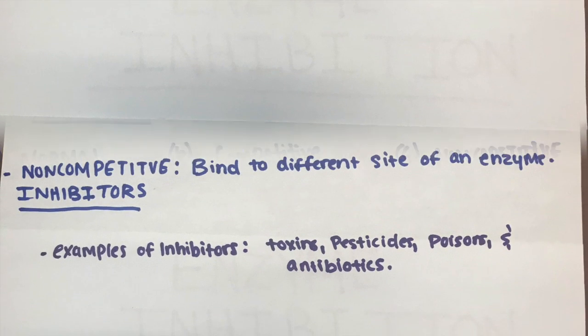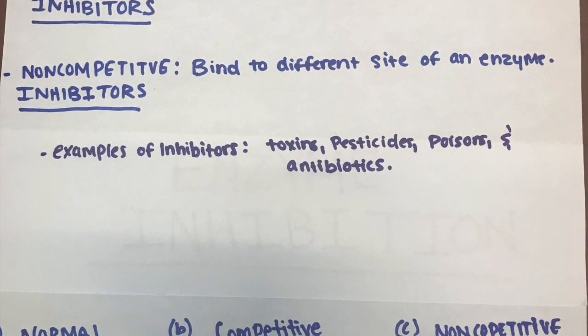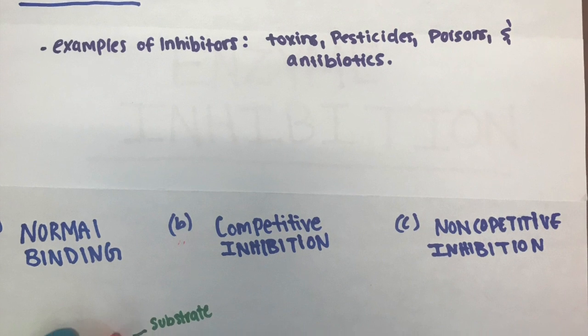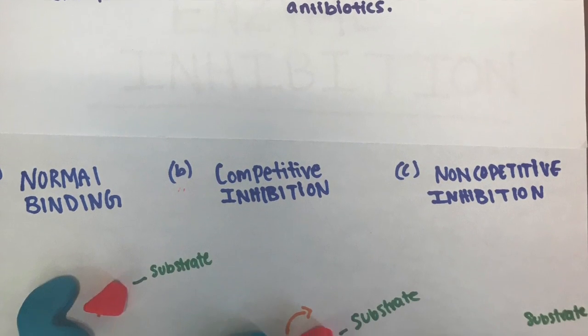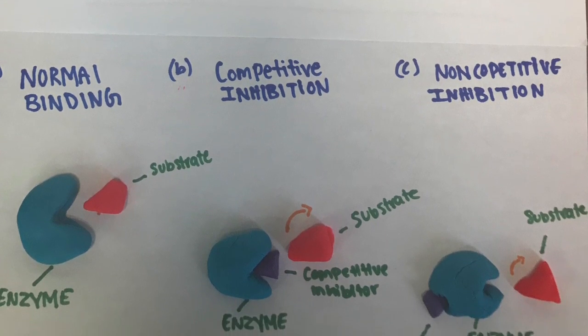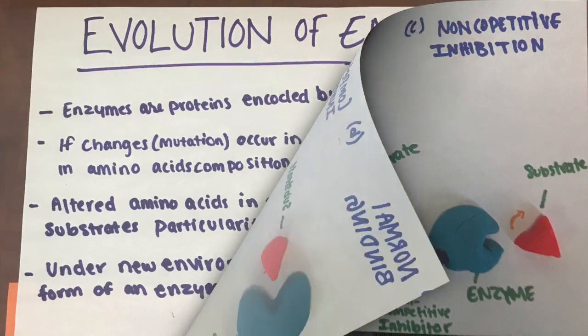Non-competitive inhibitors bind to a different site of an enzyme, resulting in changes to the enzyme shape and making the active site less effective. Some examples of inhibitors are toxins, pesticides, poisons, and antibiotics.